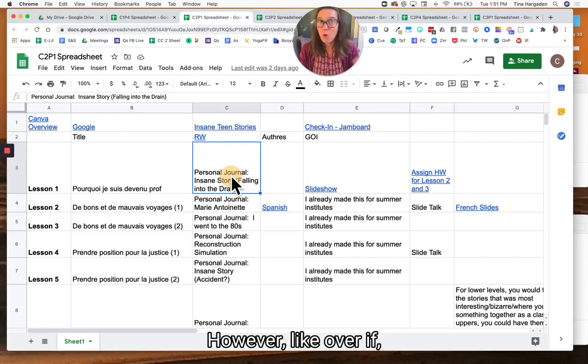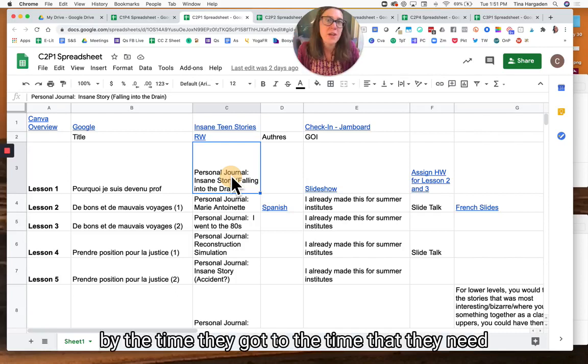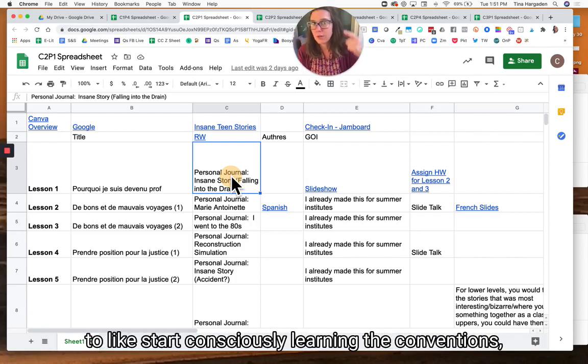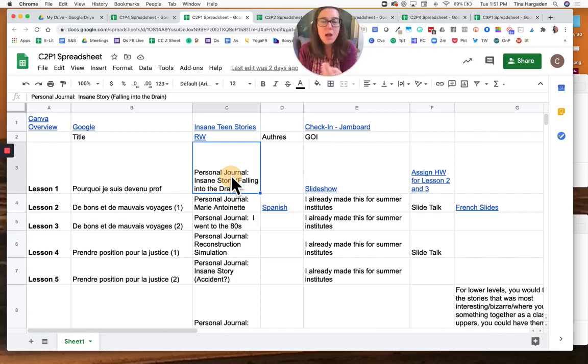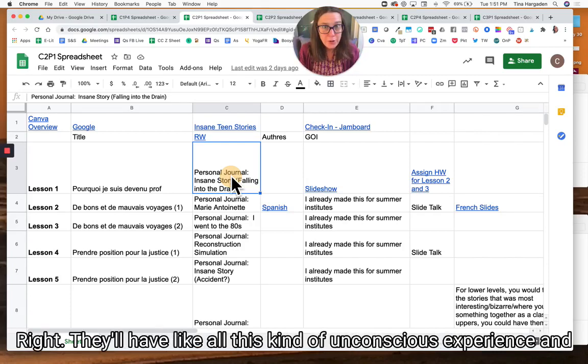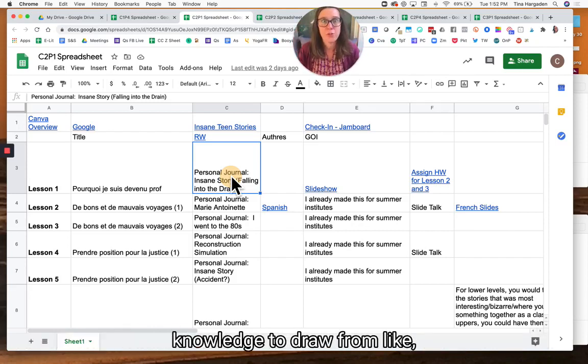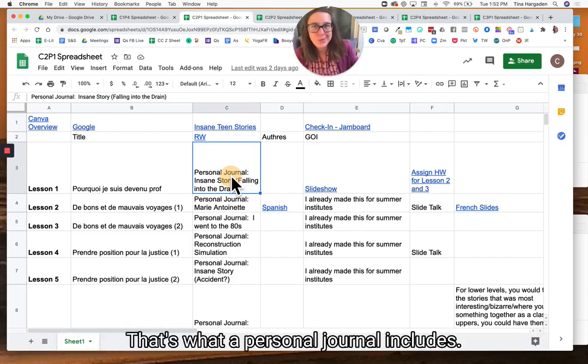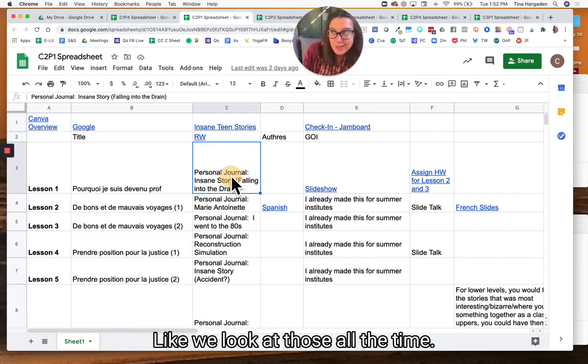However, if you continue doing this and use different personal journals every year for 3 or 4 years, by the time they need to start consciously learning the conventions of that text type, same with the verbs, right, they'll have all this unconscious experience and knowledge to draw from. Like, oh yeah, duh, that's what a personal journal includes. I've seen a billion of those. We look at those all the time.